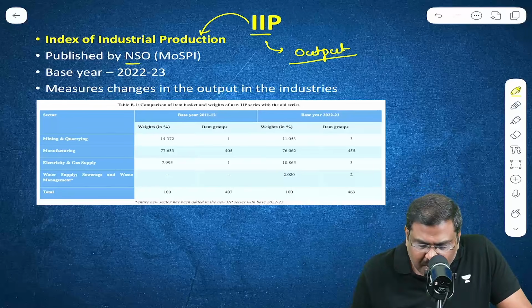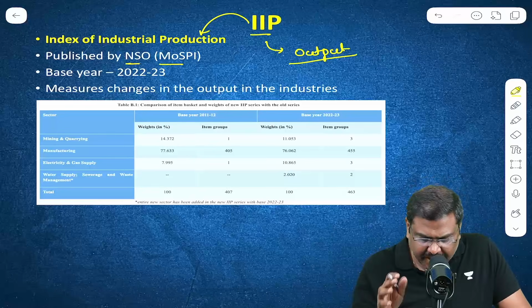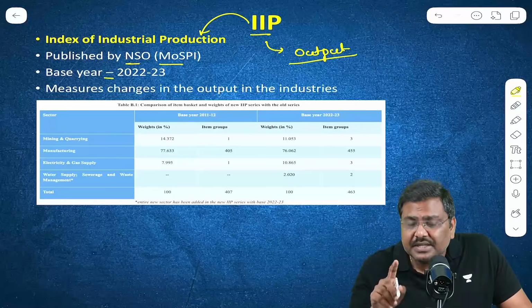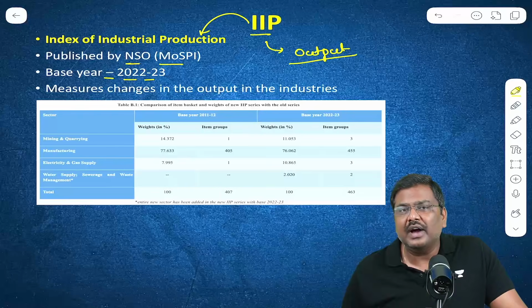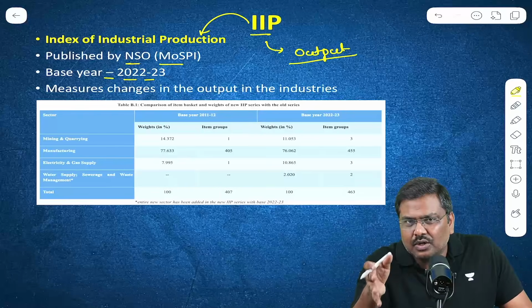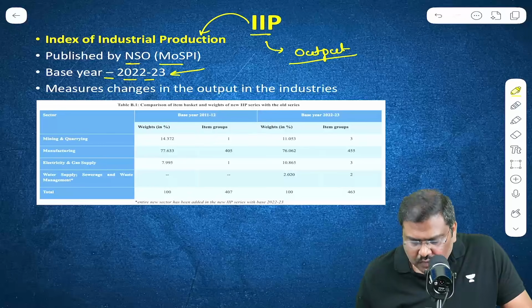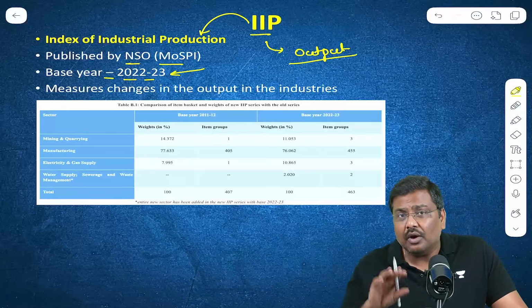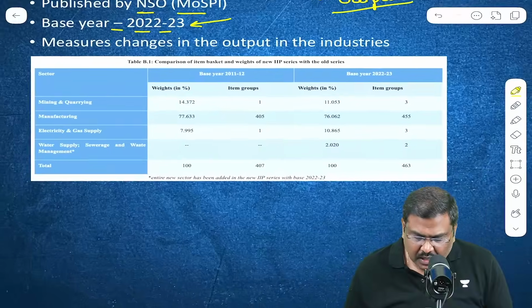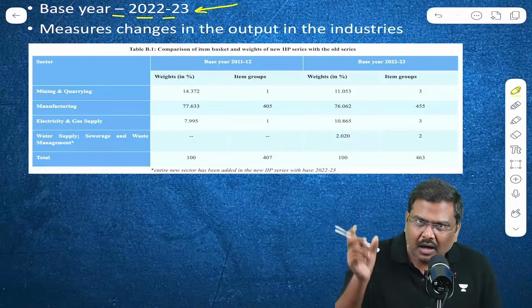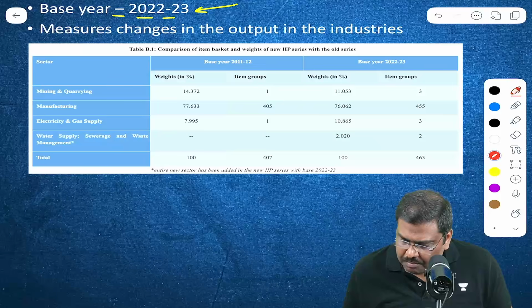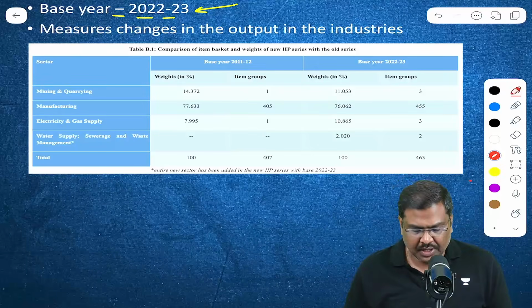So this is published by NSO every month, and the base year that was used earlier for the calculation of IIP is 2011-12. Now this has been changed to 2022-23. And not just this. Have a look at this. What are the areas that were covered under IIP under the earlier base year? The composition also has been changed.